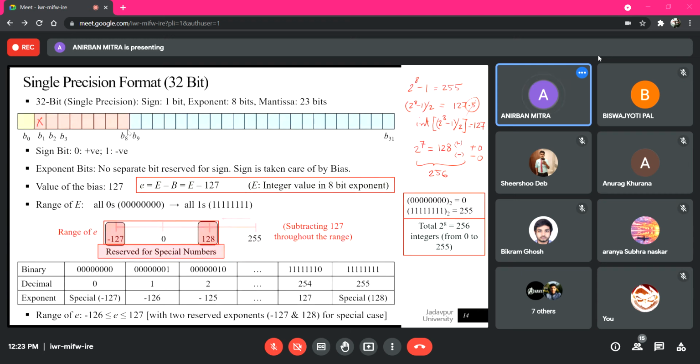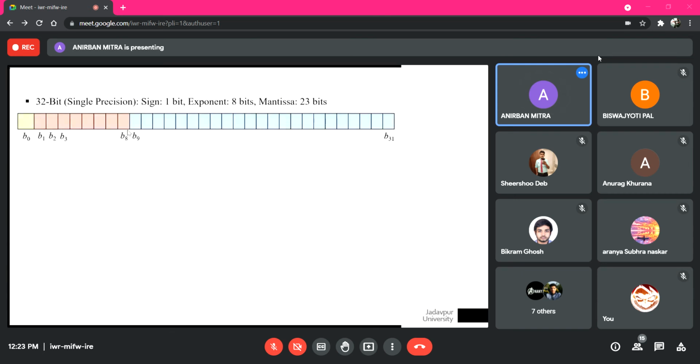So let's move forward from this. Now, what can be the largest number that we can represent in this single precision format?